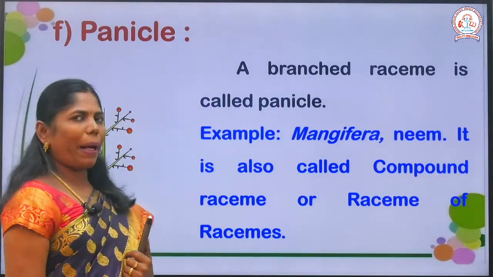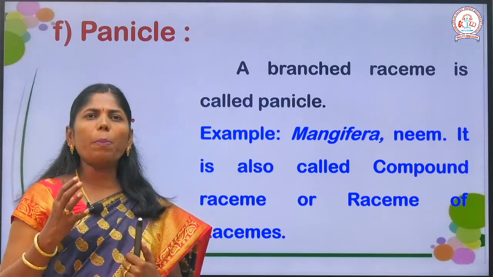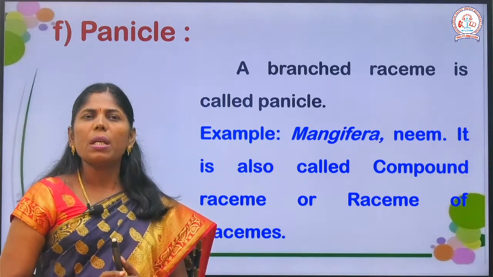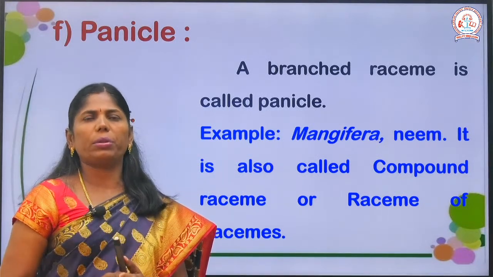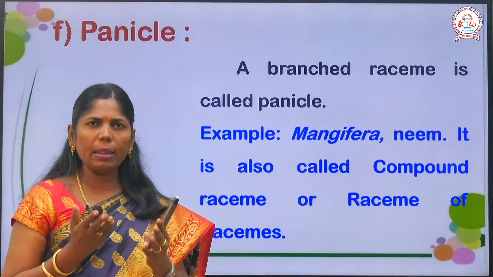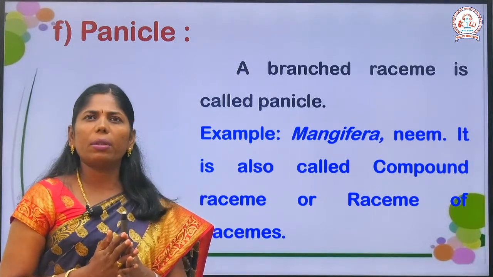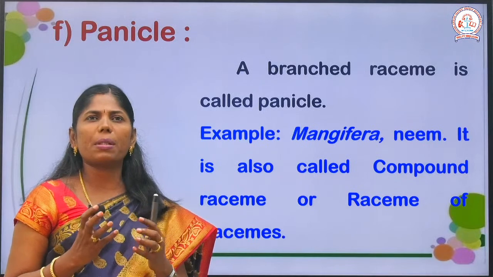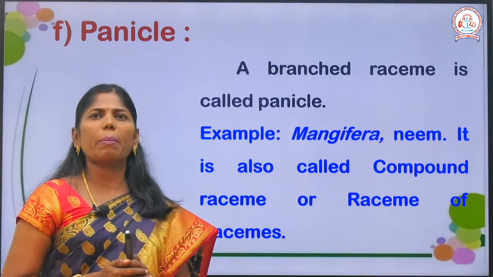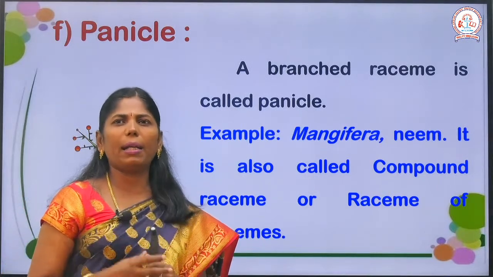So the next one is the panicle. I already explained what a panicle is. Panicle is a compound raceme. We know the characters of the raceme. What is the character of the raceme? Raceme has indeterminate growth, and it has older flowers and younger flowers. Older flowers are in the basal region, younger flowers in the top region. A number of racemes together form a panicle. That is a compound raceme. Examples are mango (Mangifera) and neem. In these categories we can see the panicle type.